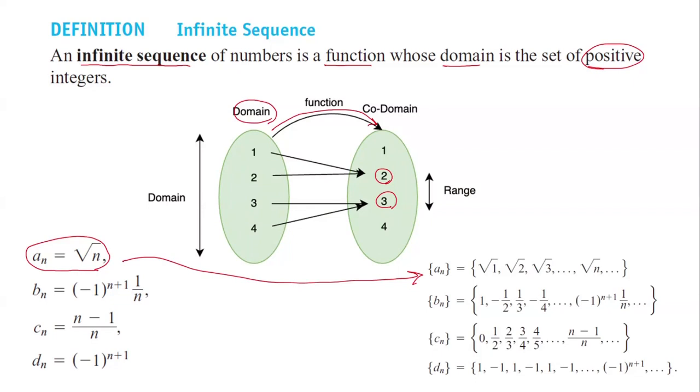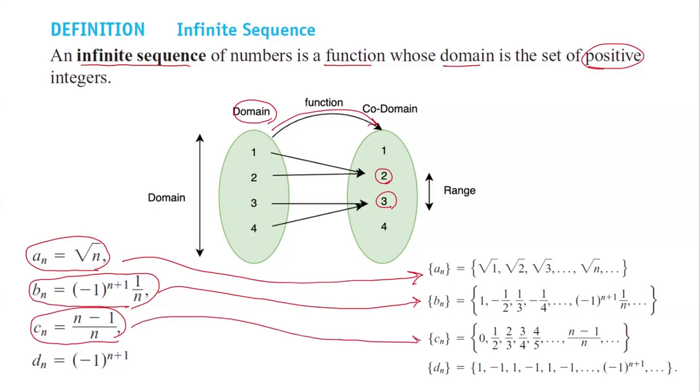Another sequence can be written as b sub n, which is (-1) to the power n plus 1, times 1 over n, and can be represented by its terms. When n is equal to 1, you get 1 back. When n is equal to 2, you get -1/2, and so on. For the third sequence, c sub n is (n minus 1) divided by n, which can be represented using its terms in the range. When n is equal to 1, you get 0 back, and so on.